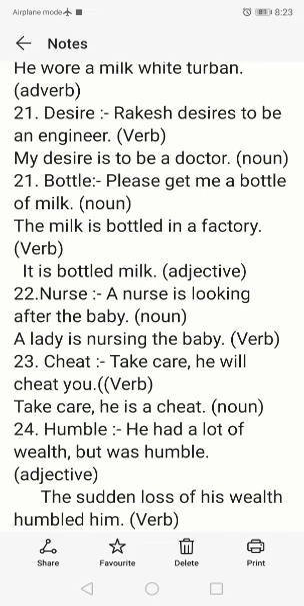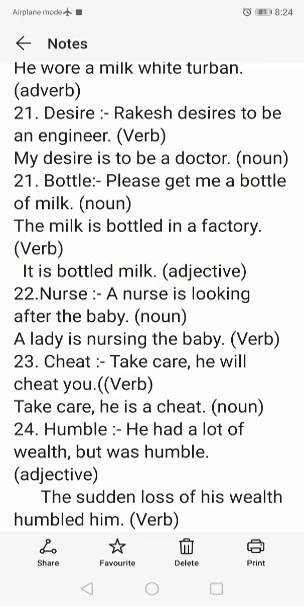Next one is nurse. When we take nurse as a noun, a nurse is looking after the baby. And nurse also can be used as a verb. A lady is nursing the baby. Here nursing means taking care of. A lady is taking care of. Nursing, one who is taking care. So nursing is used as a verb.